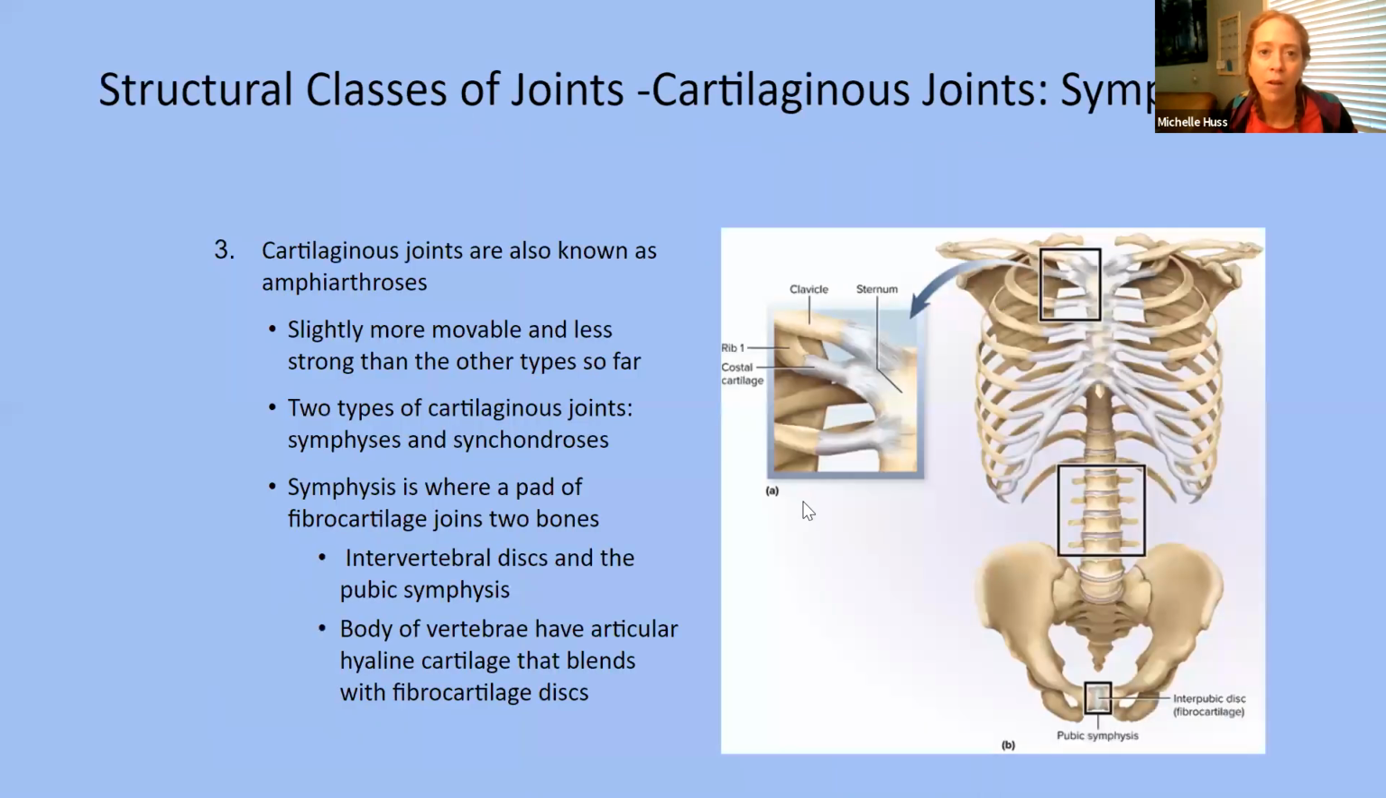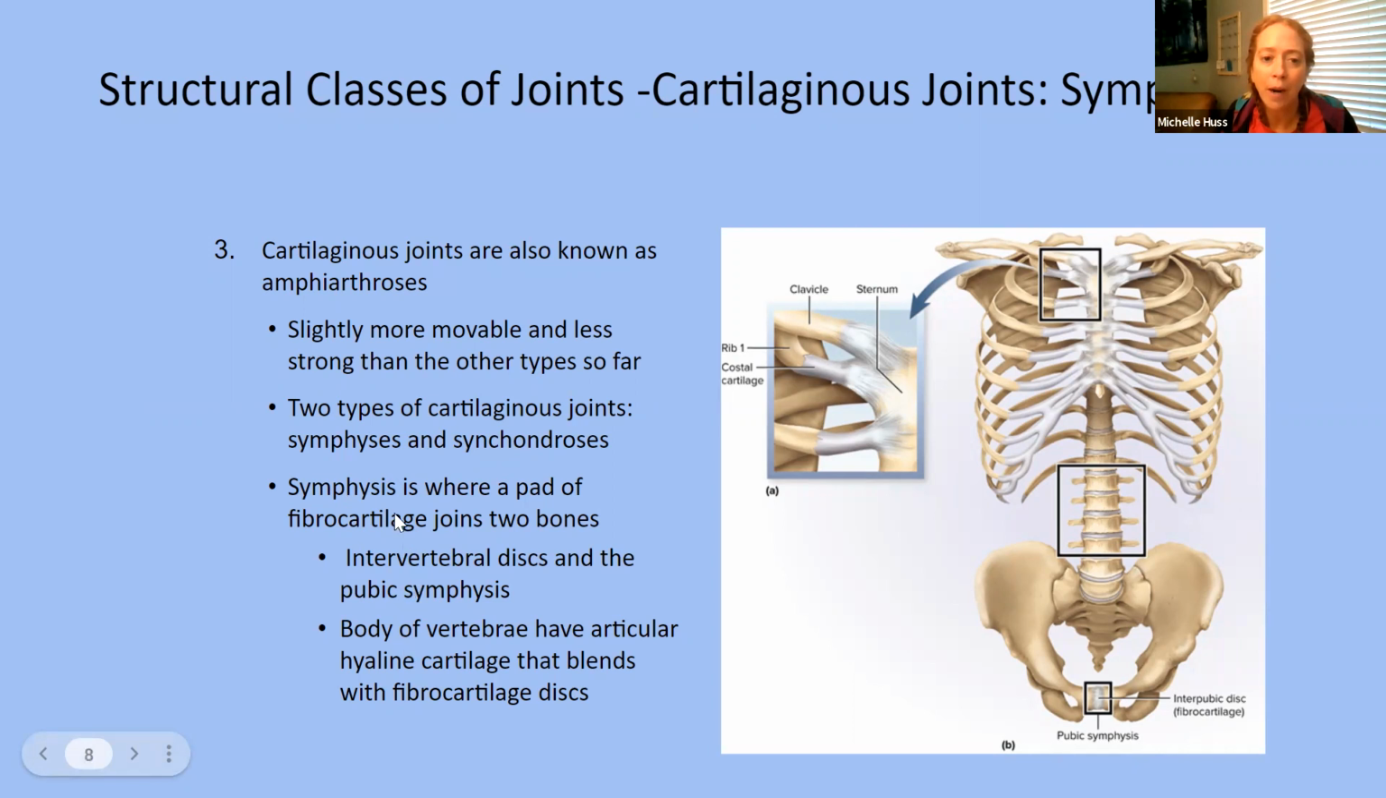So fibrous joints. Okay, now we're going on to joints that are made of cartilage. So cartilaginous joints, not very exciting, but we still have to know it. Cartilaginous joints are not synovial, but cartilage joints. Don't worry about the word amphiarthrosis right now, because there's a lot of terms. There are lots of different types of cartilaginous joints. Symphysis and synchondrosis are the two types.